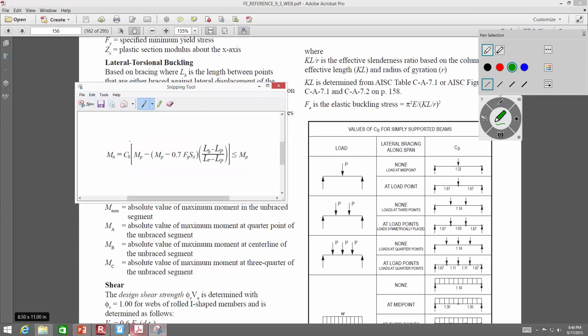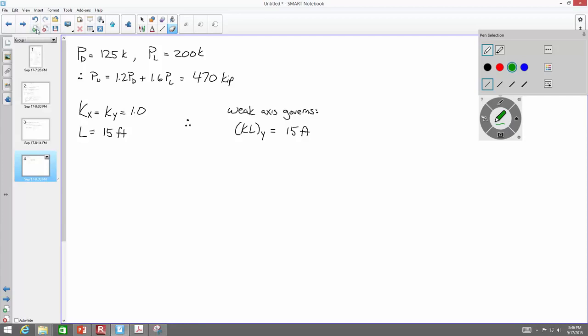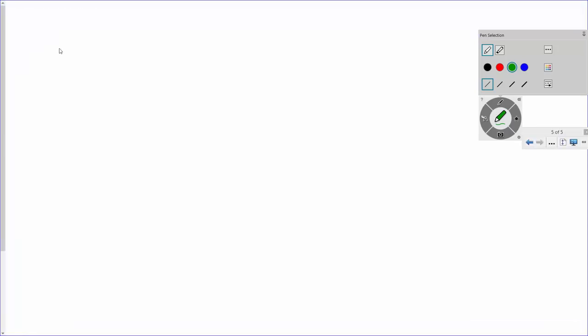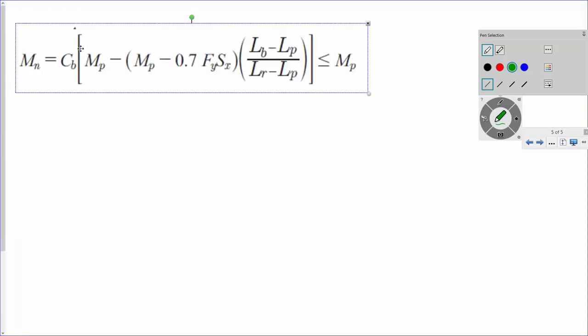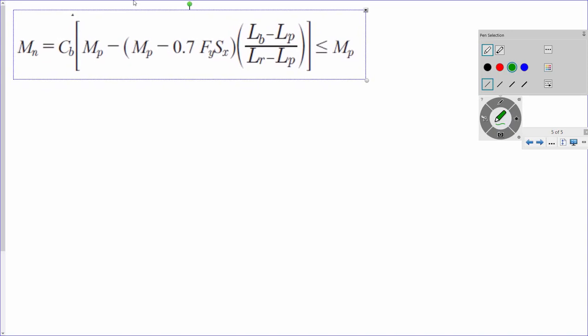All right. So there's my equation, right? Right there. Now, let me rewrite the stuff that matters. We don't have to deal with the stuff on the inside, or the less than, and we know that CB is 1. So it's MP minus MP minus, and then this 0.7 Fy Sx, that's just MR, right?